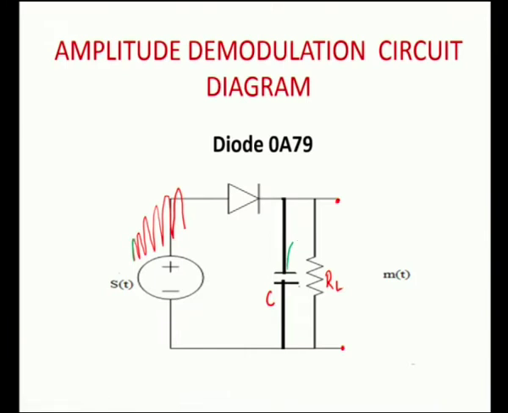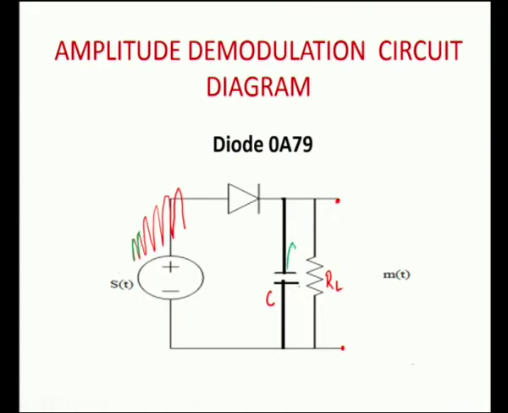After this point, the signal is decreasing, which means that this part of the voltage is greater than this part. So the diode will not conduct. What will happen here? The capacitor is going to discharge, just through this RL. As it discharges, once again the input voltage rises. So till that point it will discharge.